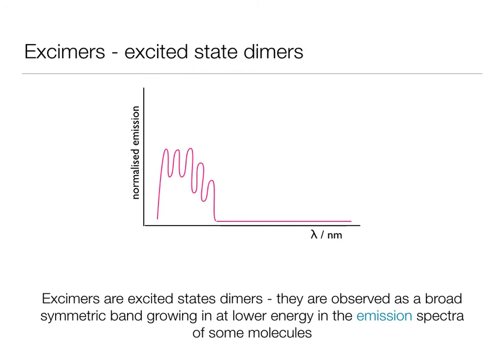So I'm back with another one of the concept bite videos, this time on Excimers and Exciplexes. This is just an example of an emission spectrum. Just a regular emission spectrum from any particular molecule that we might see. But a feature of Excimers is that as I increase the concentration, I start to see a broad Gaussian band growing in at low energy.